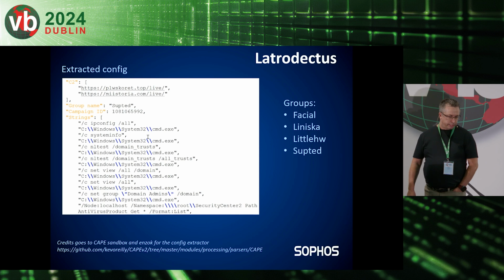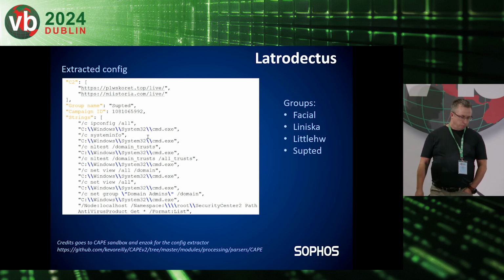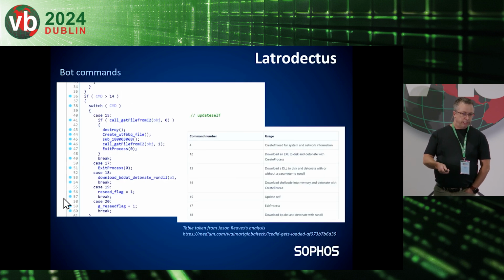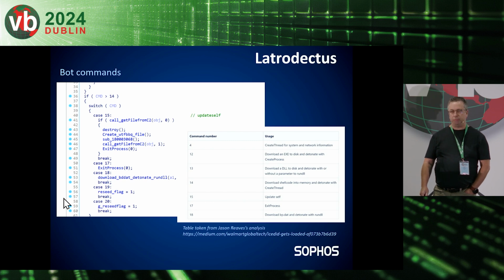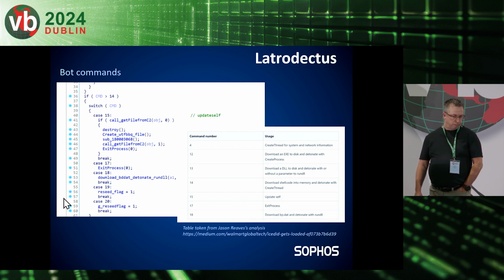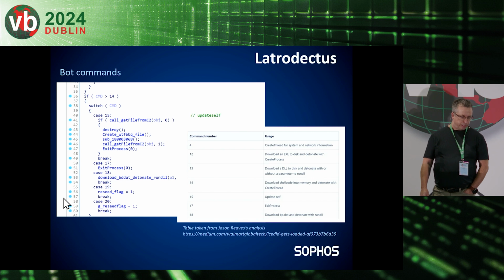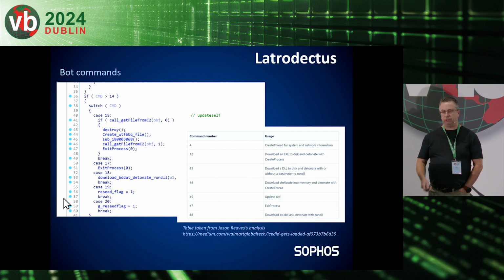The next slide shows that the CAPE sandbox can extract the configs. So we do actually get the C2 information, group name, campaign ID, and other strings as well. From our samples, the group IDs we saw are listed there. Next slide, Latrodectus. This is just to show that this is a basic backdoor malware. Some of the comments are there, and they actually map to another analysis that was done by Jason Reeves in the past.